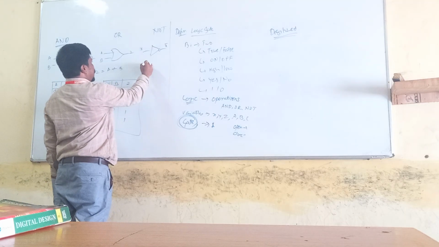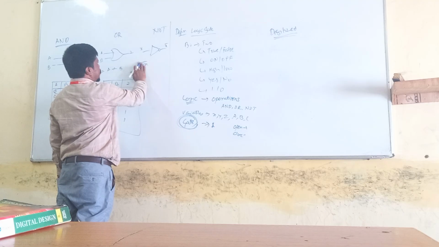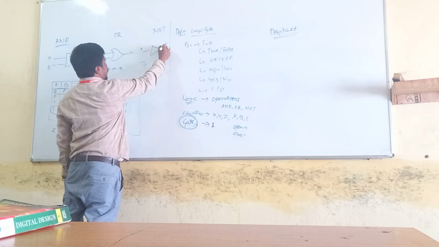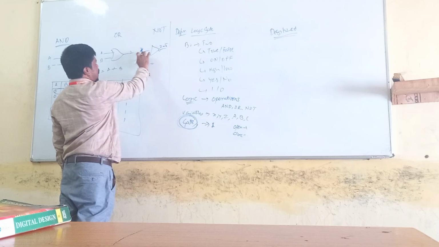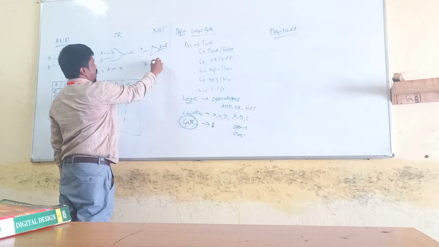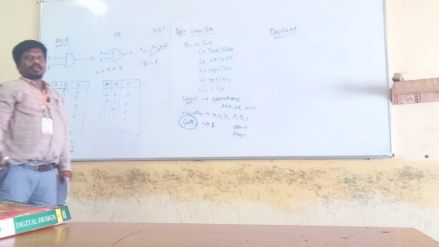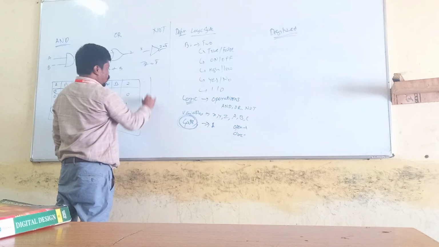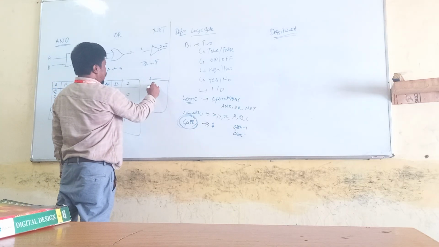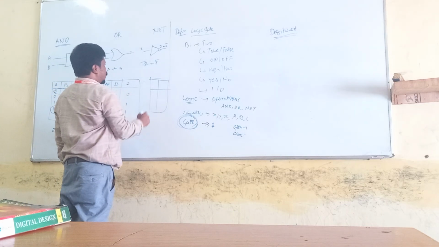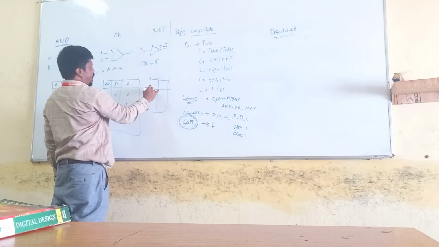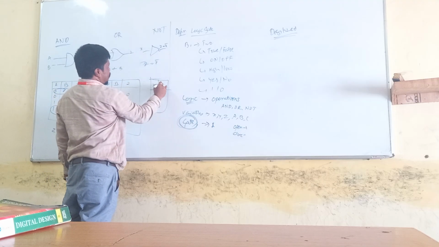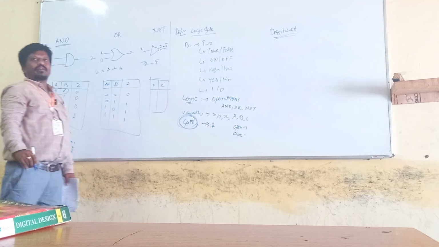Let the input be x and the output be z. Z is the complement of the input. I have the truth table for this one also. The input is x, the output is z.